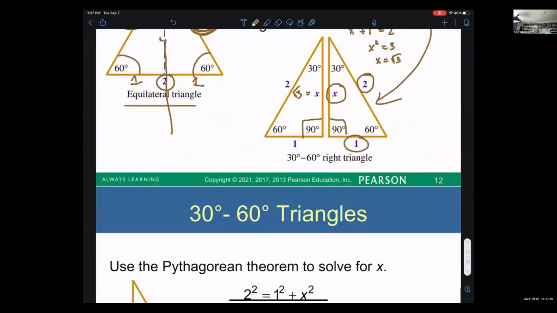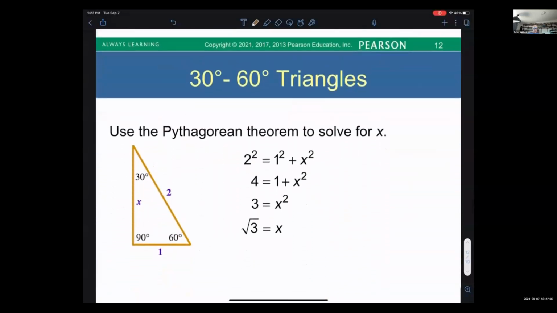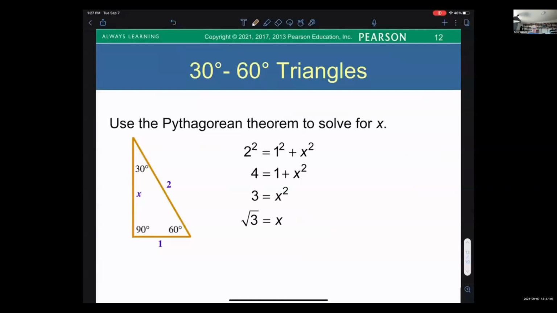So this is a triangle we want to get used to because it shows up quite a lot. Now here's the part where they showed how to figure out what I just showed you, that x is equal to square root of 3.